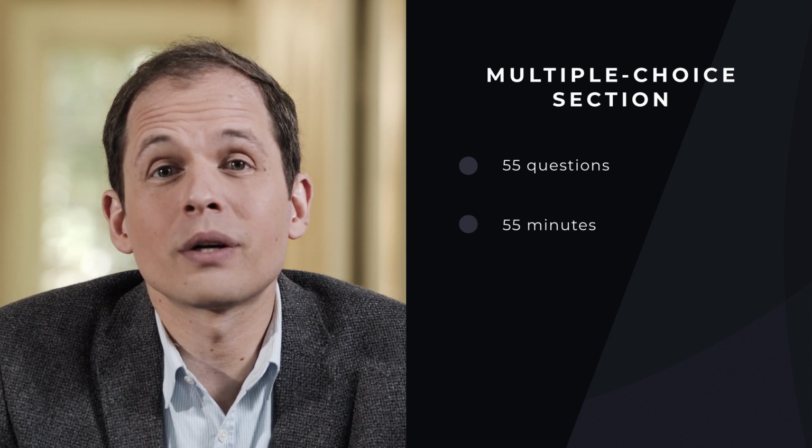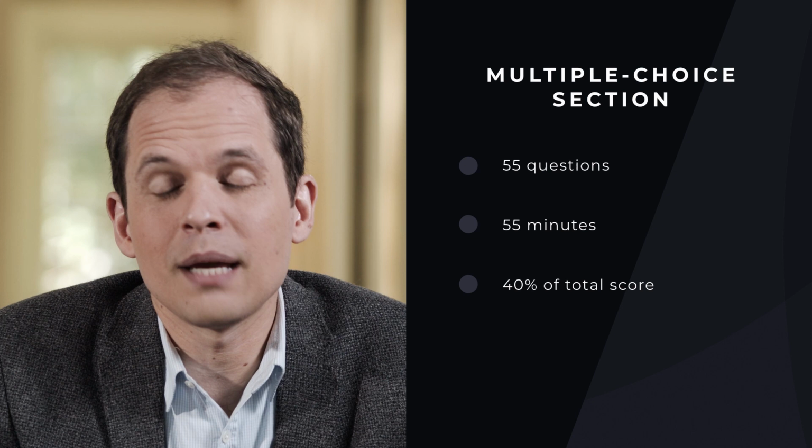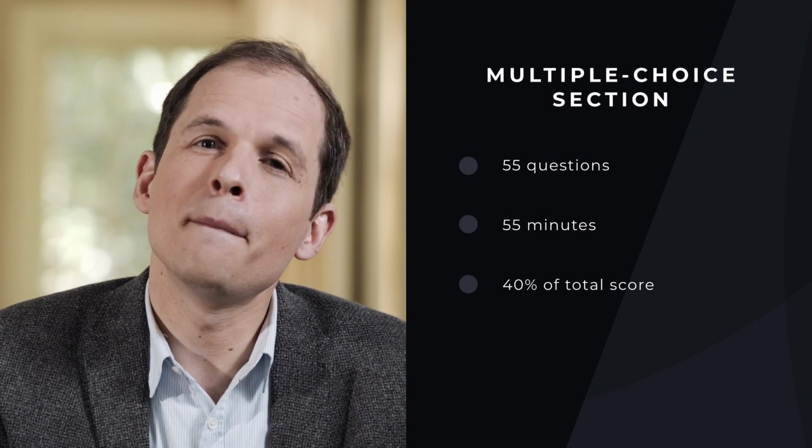The multiple choice section of the AP European History exam is 55 questions, and you're going to get 55 minutes to complete it. The final result will count for 40% of your total AP exam score. So you're going to have about a minute per question.